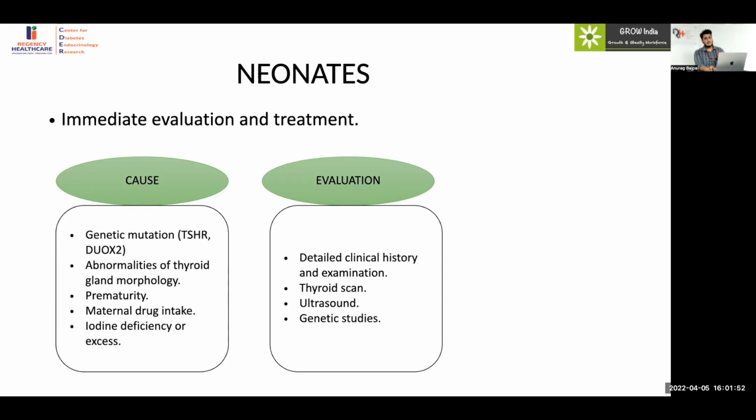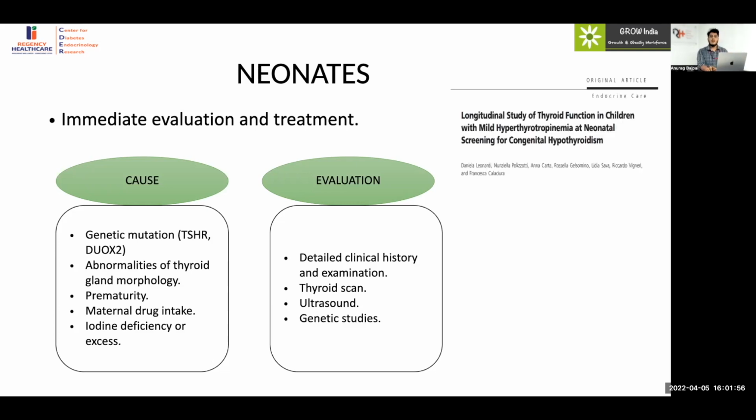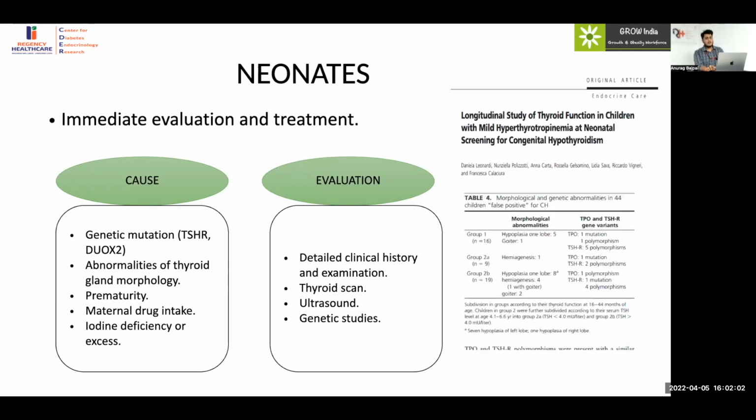And in this case, it is very important, as I already mentioned, that we go in for investigation and we need to treat. This was the study which basically was done in 2008, when they evaluated the patients of neonatal subclinical hypothyroidism.